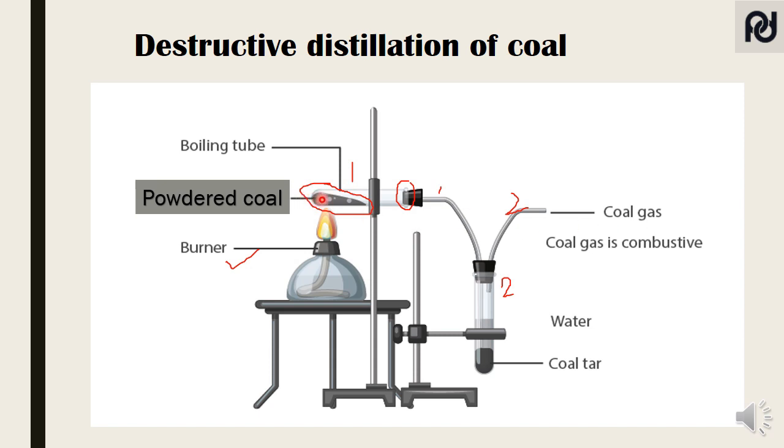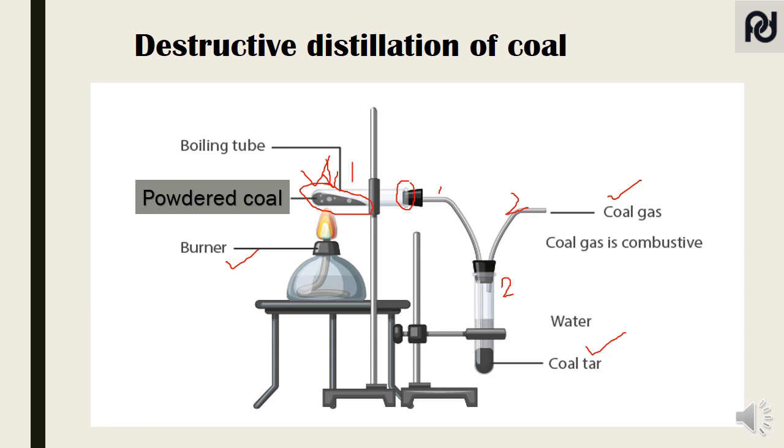Now when this process keeps on happening, at the end we will get some sort of porous solid substance, and that porous solid substance, here at this position where the coal was, will be referred to as coke. So this is how we get coke here at this place, coal gas at the end, and coal tar, the liquid, over here. So I hope the destructive distillation of coal is clear.